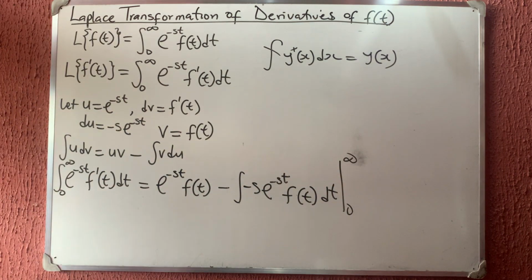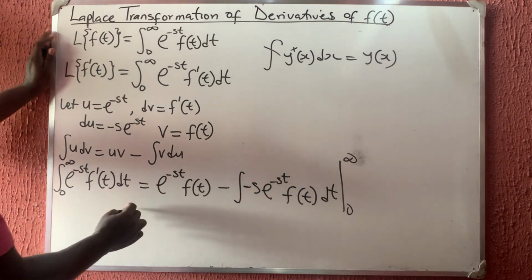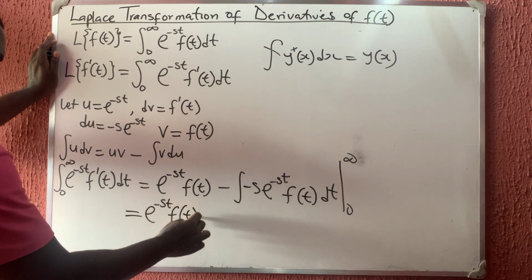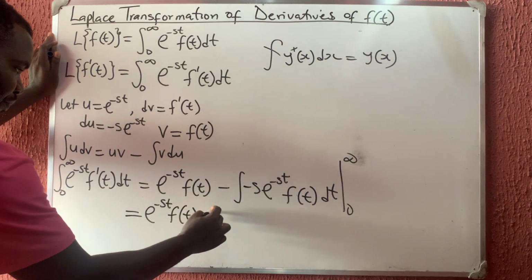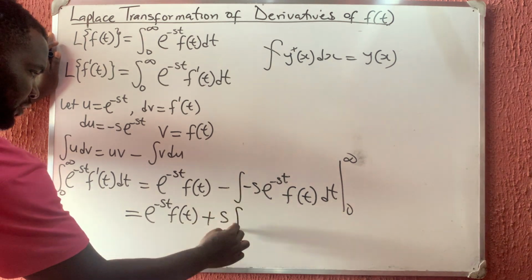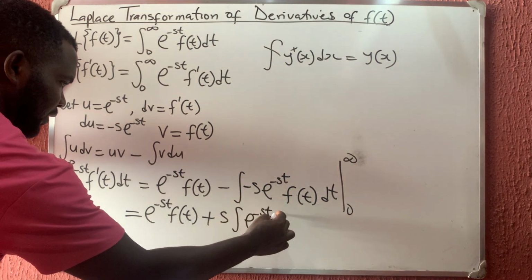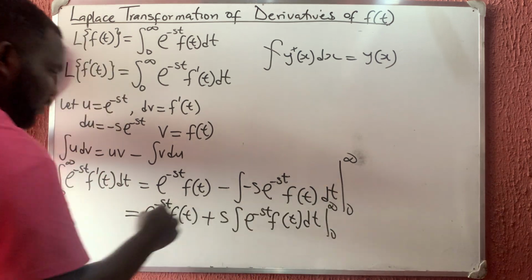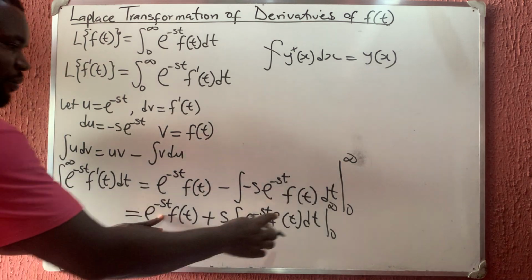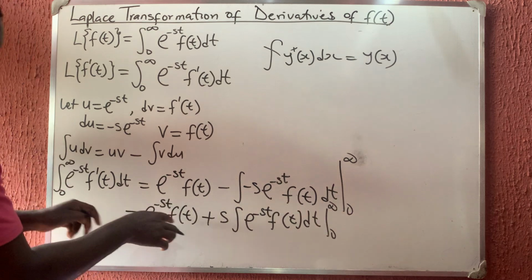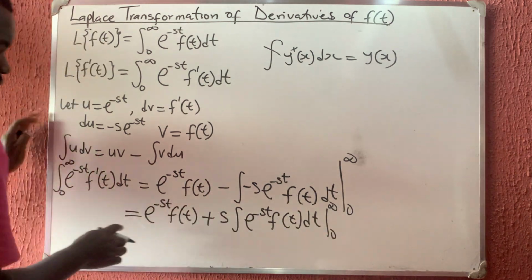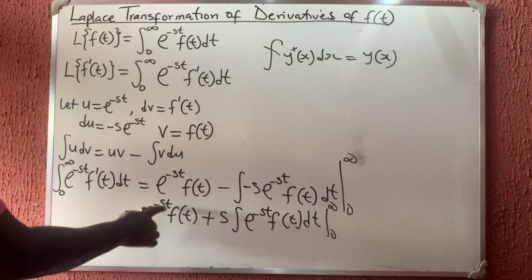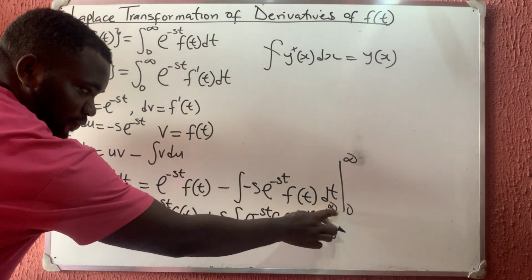That is the boundary. Now, having this is going to be e raised to power minus st f of t, then this one coming out, I'm going to have plus s can come out as the integral of e raised to power minus st, then f of t, then dt, from 0 to infinity. Now if I evaluate this one from infinity minus 0, if you put infinity here, it will be 0. If you put 0, it will be f of 0, because this one will give us 1. Anything raised to power infinity is 0, so 0 times this is 0 for this particular one.